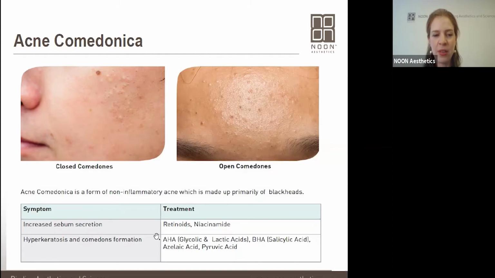The second symptom is hyperkeratosis and comedone formation. We can treat it by using kinds of acid like alpha and beta hydroxy, azelaic acid, and pyruvic acid. So now we will see where we have these ingredients in the products.